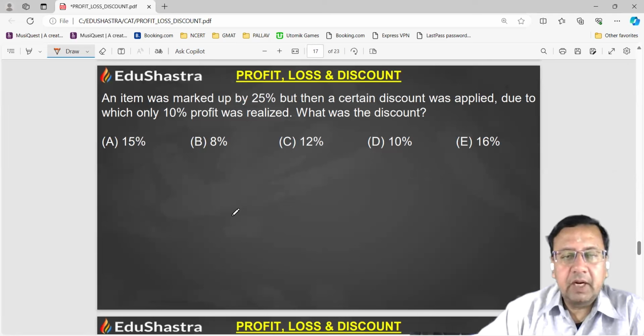An item was marked up by 25%, but then a certain discount was applied, due to which only 10% profit was realized. What was the discount percentage?